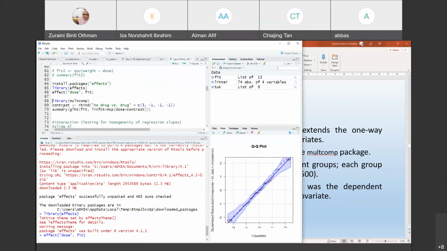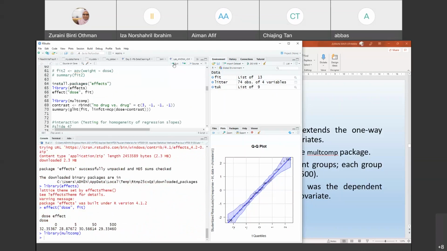Okay, then for the multiple comparison, we can use the library multcomp, and we set the drug contrast. You can see that this contrast 3 is different, because we want to know the contrast between no drug and drug. We want to know the no drug versus drug here.